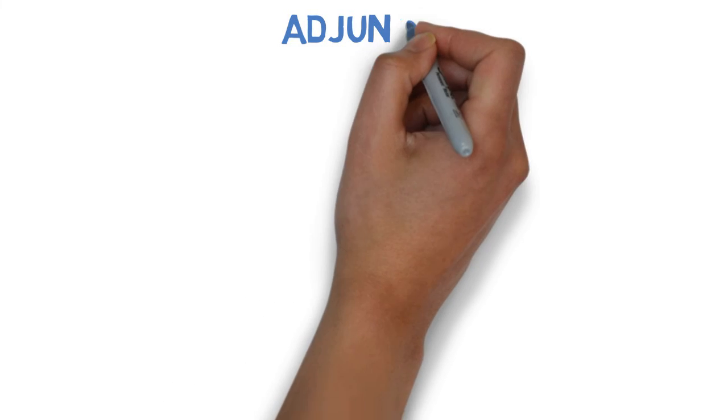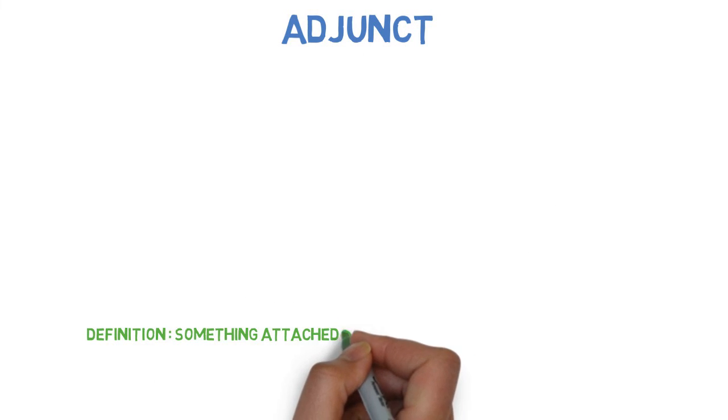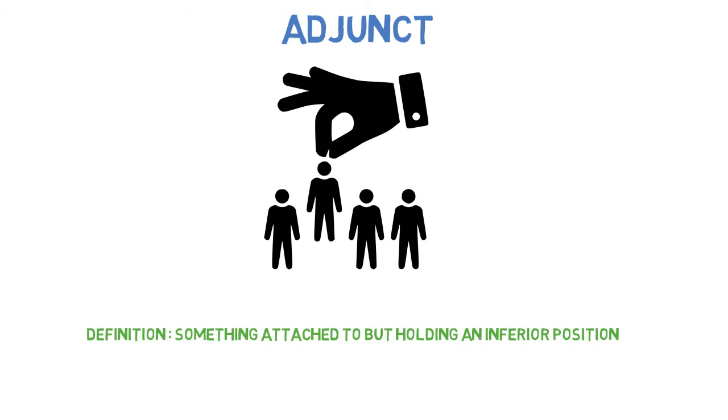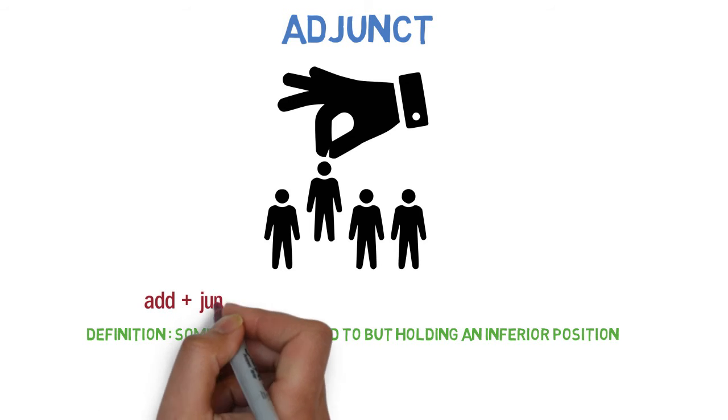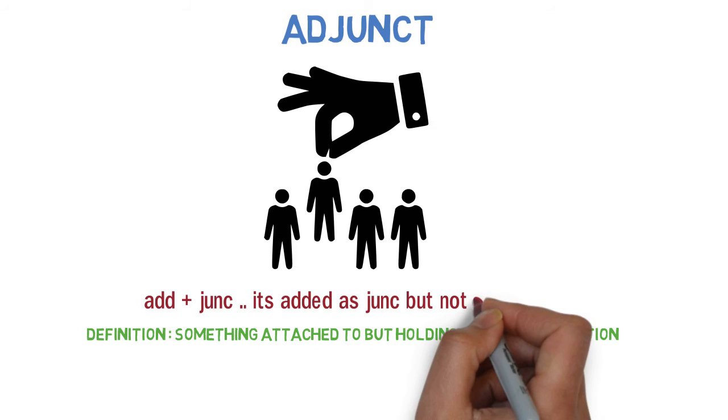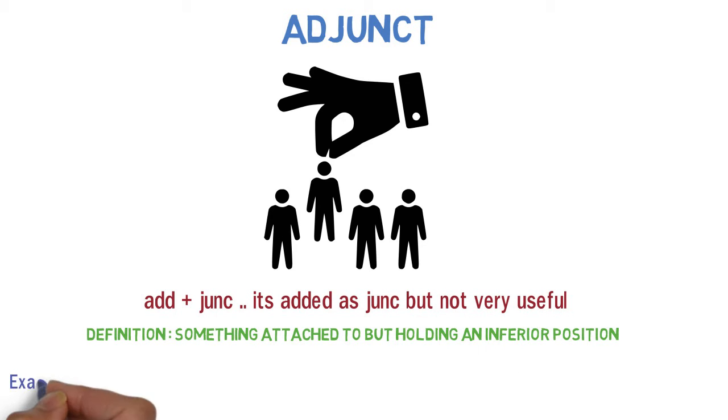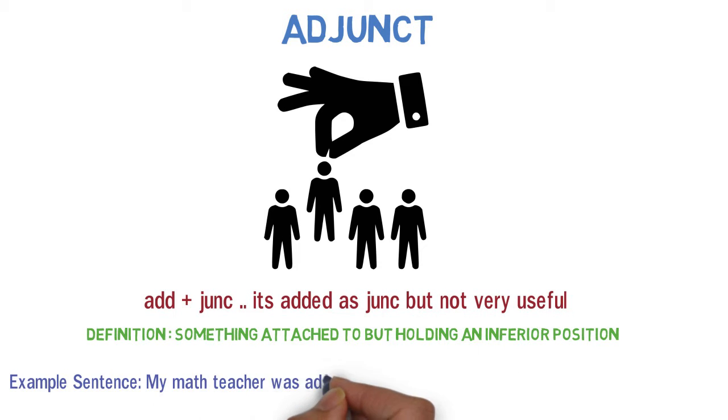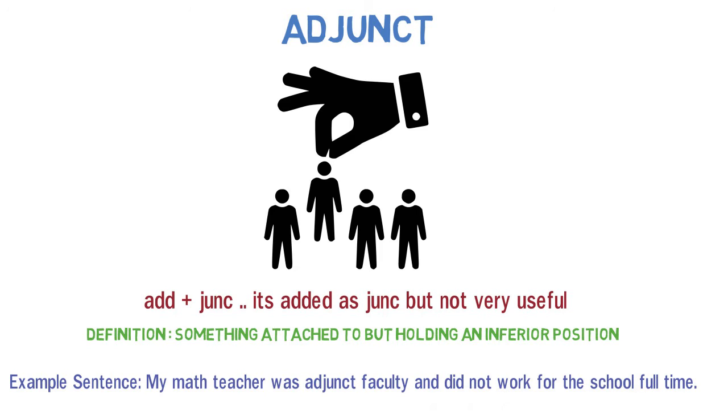Now adjunct. Definition of adjunct is something attached to but holding an inferior position. Okay, here you can see that there are 4 people and 3 people are standing ahead of the last one, because the last one is attached to the group but is in an inferior position. Okay, and the mnemonic which you can relate from this picture is add plus junct. It is added as junct but not very useful. Okay. And the example sentence is, my math teacher was adjunct faculty and did not work for the school full time. Means the math teacher is a guest faculty and he did not work for the school full time.